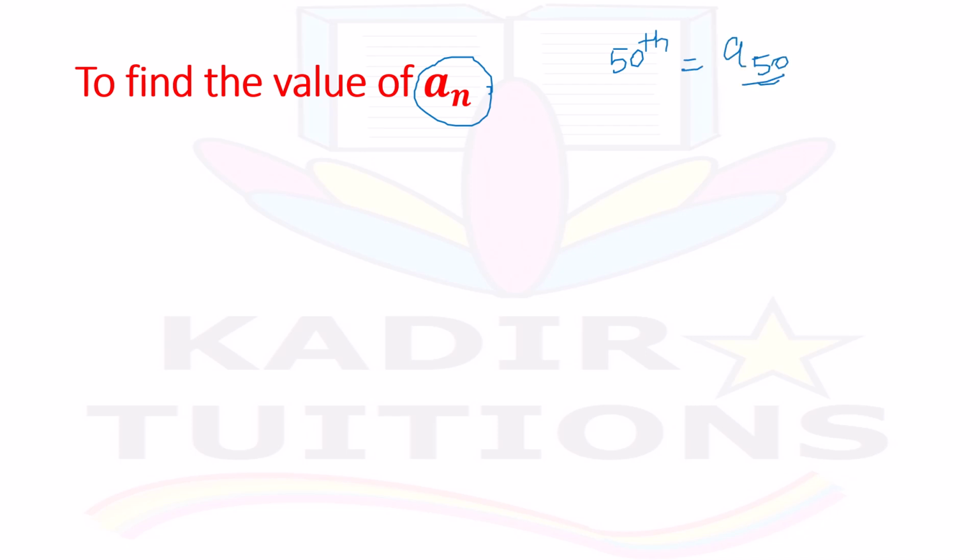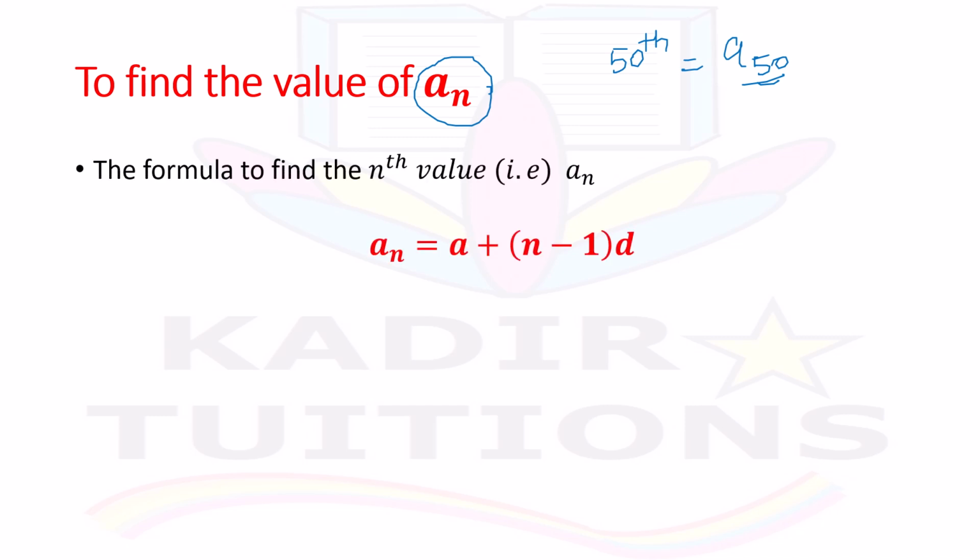So we can find this using a formula. See, an equals a plus (n minus 1) into d. If I want to find the 50th term, then you will be getting a plus 49d. So using this also we can make one general form of an AP.